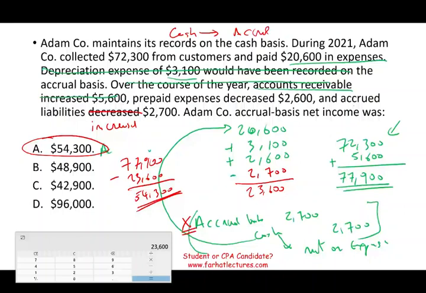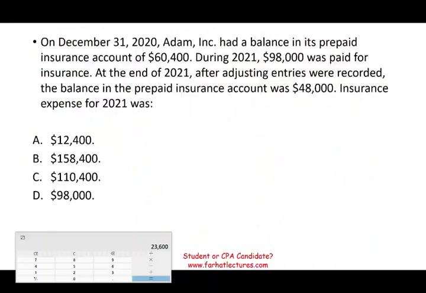Then when you learn about the cash flow statement, you have to do the opposite. You have to go from accrual to cash. You have to know both. You have to be very comfortable with both. Let's take a look at this exercise.